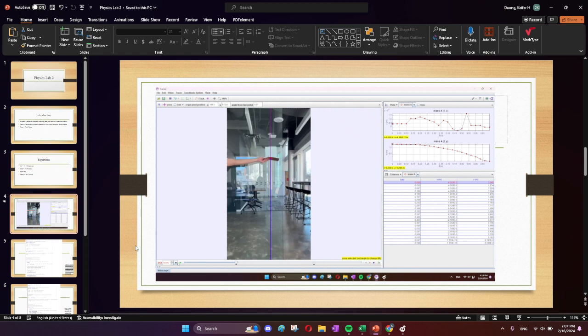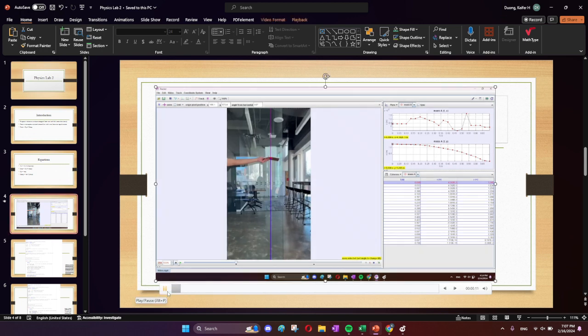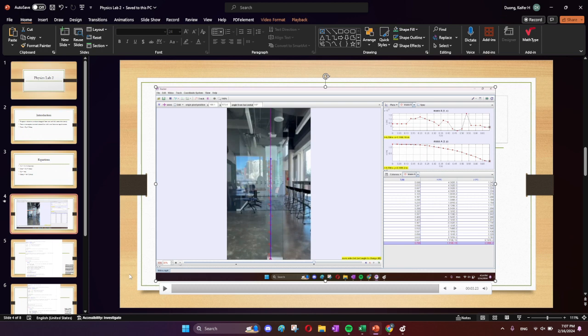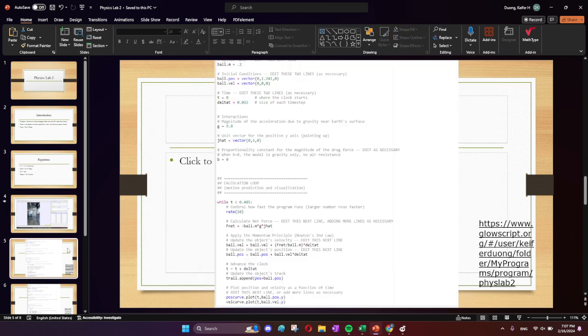So this is the experimental data using the tracker software, and I'll just play this video. So as you can see, as the object drops, I'm manually tracking the data points at intervals of 0.033 seconds, as you can see on the graph, and the y is decreasing at an increasing rate due to acceleration of gravity.